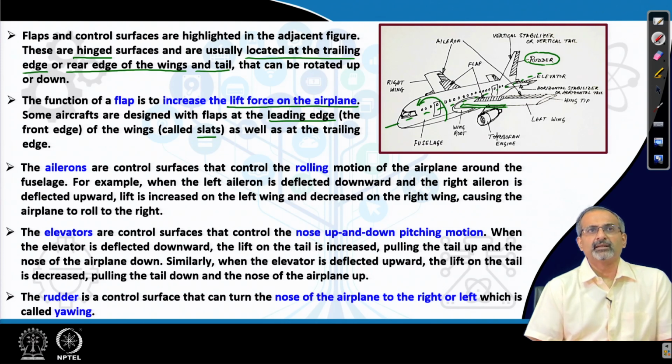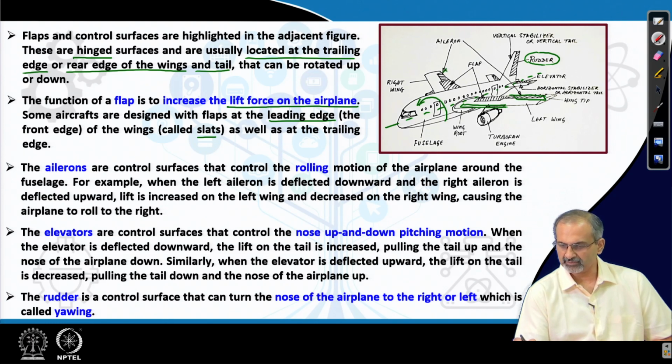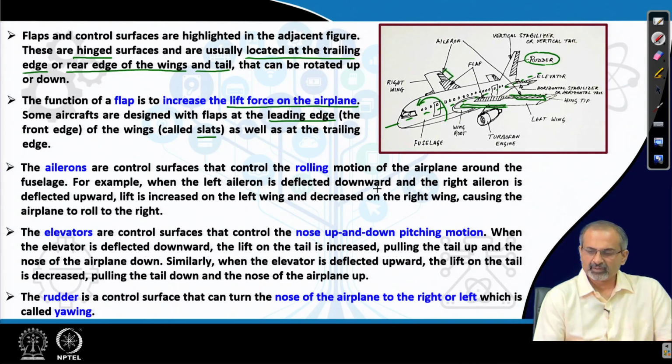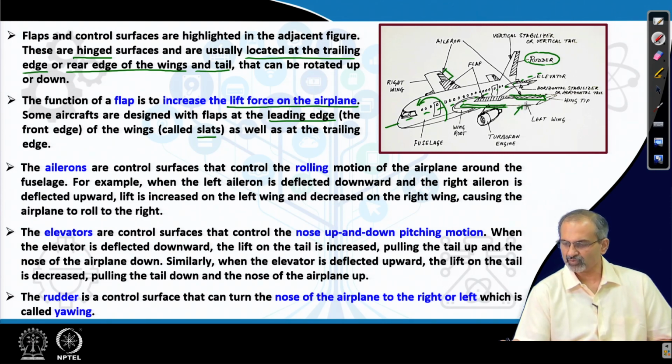How is it achieved? When the left aileron is deflected downward and the right aileron is deflected upward. So, this is downward and the other one is upward. Lift is increased on the left wing, that means this wing. Why is it? Because now the wing looks more like this and there is more flow turning. Therefore, there would be augmented lift on the left wing.